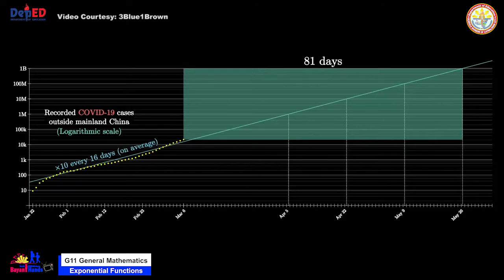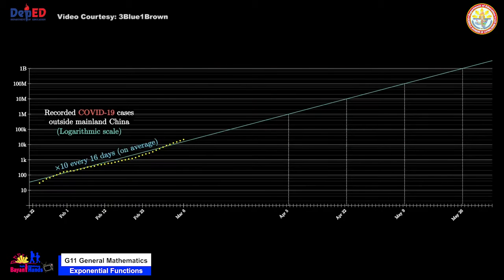Needless to say, though, you can't just draw out a line like this forever. It clearly has to start slowing down at some point. But the crucial question is when?